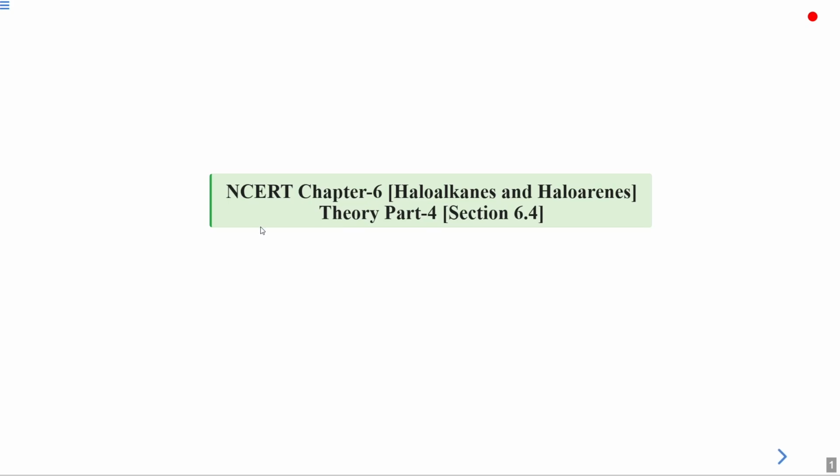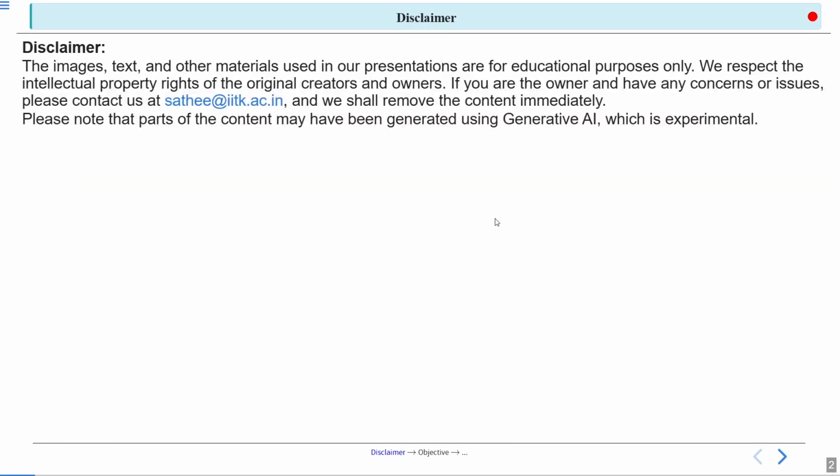As you all know, today we are going to see the theory part 4 of our chapter Haloalkanes and Haloarenes. So let's begin our today's topic, NCERT chapter 6 Haloalkanes and Haloarenes theory part 4, and today we are going to cover the section 6.4 and the subsections under it, like 6.4.1, 6.4.2 and 6.4.3. So, this is the disclaimer.